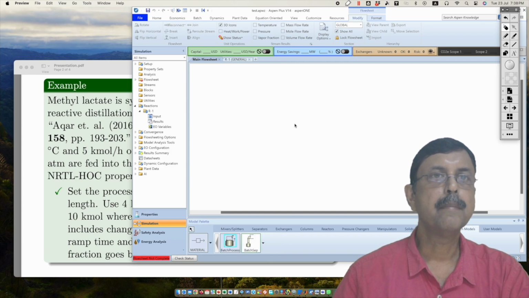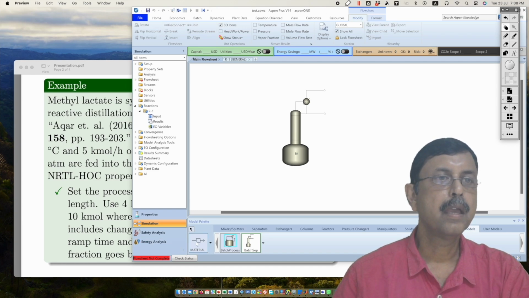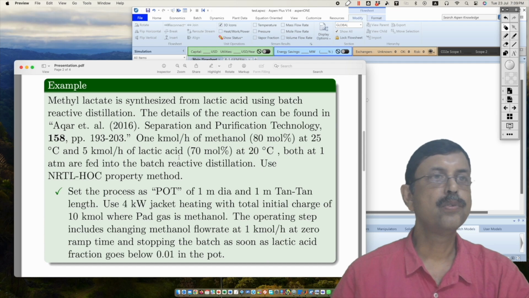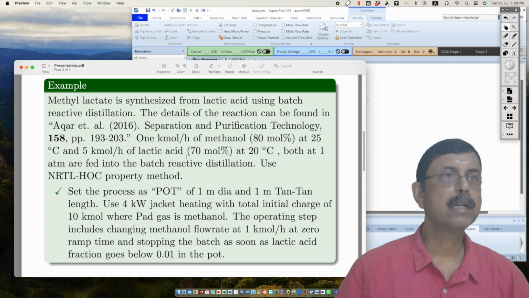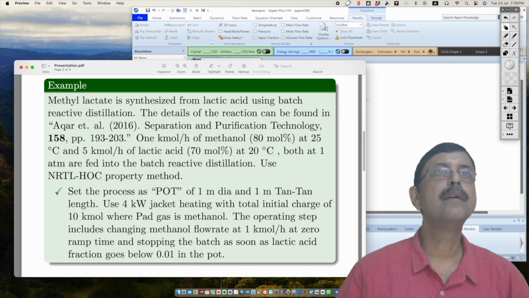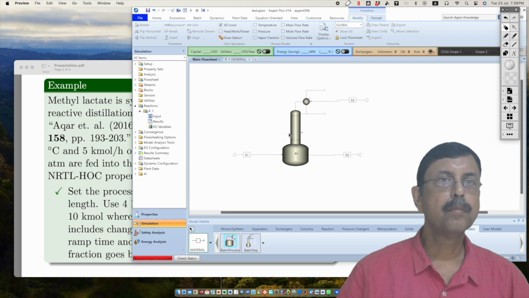So this is the batch separation model. This is the first charge. This is the pot content. And this is the distillate. Here we have two inlets. One is for methanol, another is for lactic acid. So we shall put in another feed over here.